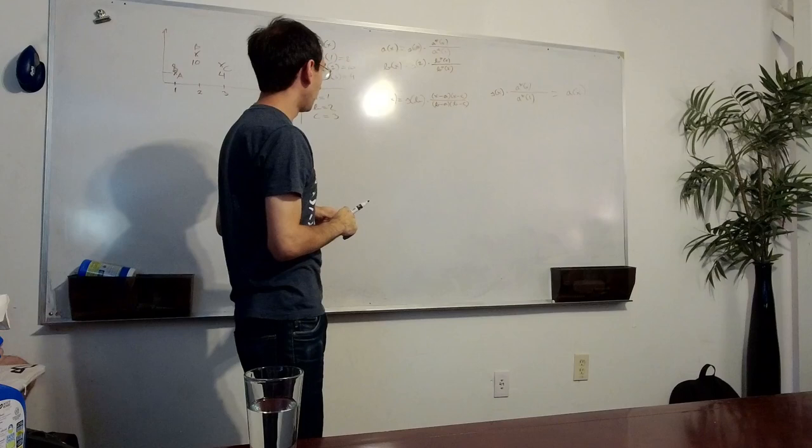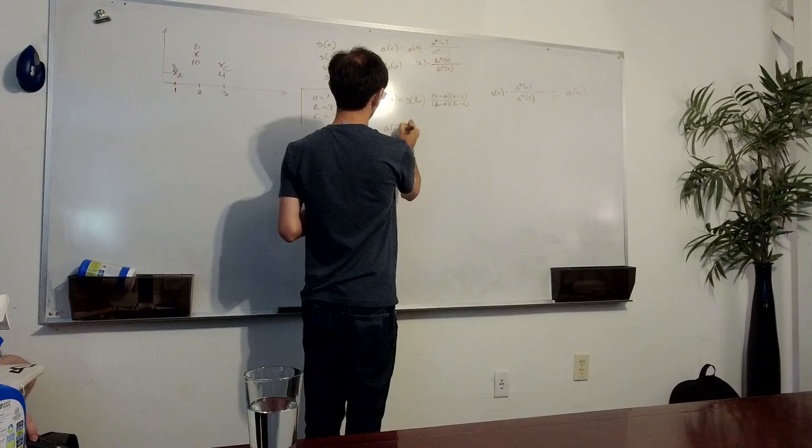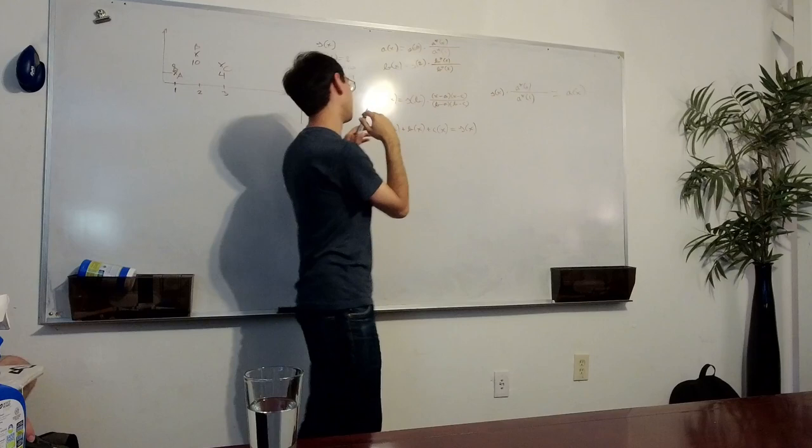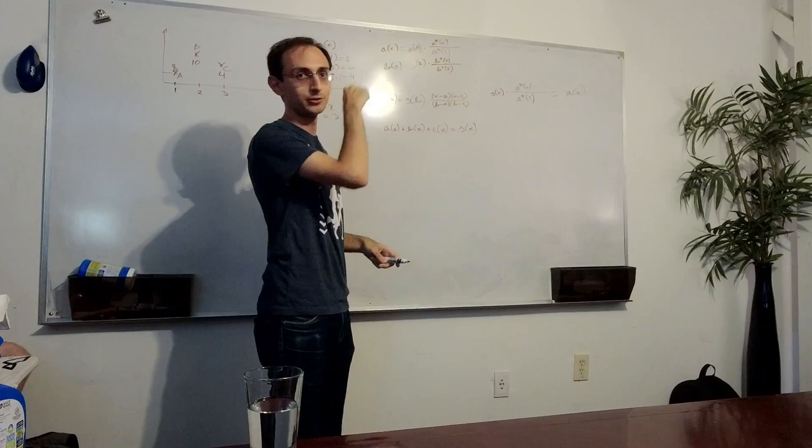And if we were to add all of them up, right? If we were to add up a of x plus b of x plus c of x, we would end up with s of x. And there is actually a theorem that proves that this yields the lowest degree polynomial that goes through all three points, but I'm not going to touch on that because we have a lot of other information to cover.